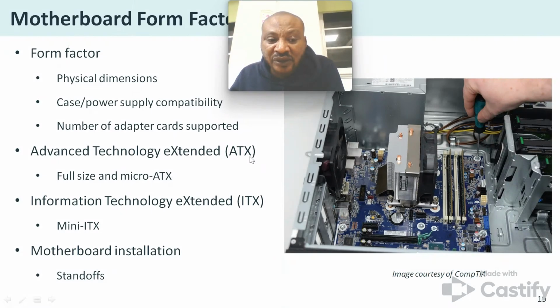Then of course we also have the mini ITX. This is called the ITX. We call it the mini ITX, an extended one of power supply. But the power supply that you will see most is the ATX power supply. That's the one we see most. It's called the ATX power supply, so it's the one that we always use most often.